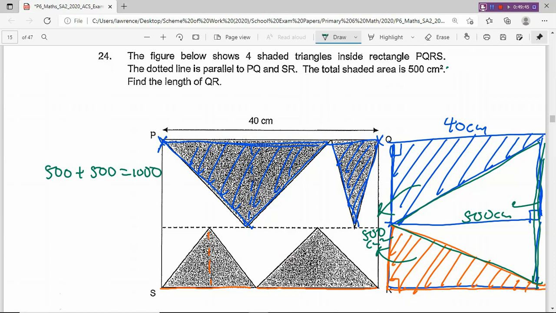So can I find the length of QR? How do you find the length of QR? You take 40 times QR, which is the side of the rectangle, and that gives you the area of the whole figure. So what is QR? 1000 divided by 40. The length of QR is 25 cm. So the method here is to know how to draw a right angle triangle, and that is used for solving difficult problems like this. Okay, let's go to the next one.